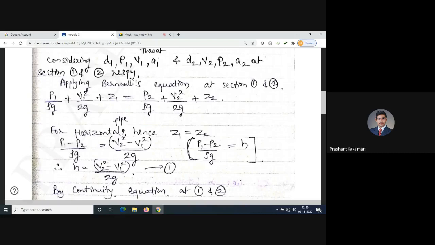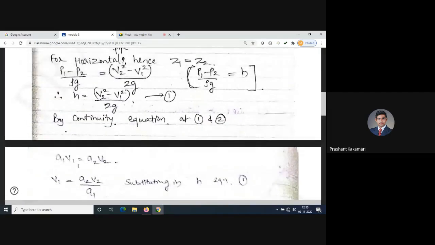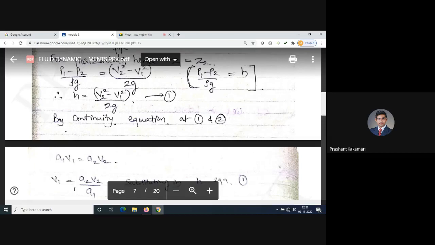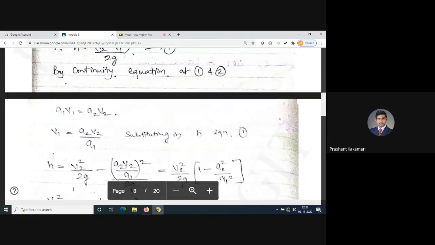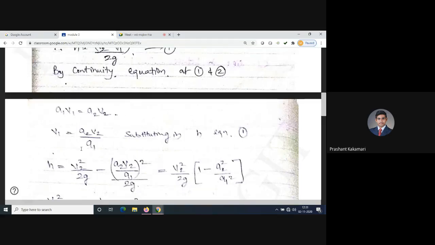Now going by the continuity equation, we know that discharge Q can be written as A1 V1 equal to A2 V2. All of you know this term. Now from this you can take either V2 or V1. So for my reference I have taken V1 equal to A2 V2 divided by A1, or you can write V2 equal to A1 V1 by A2. This is just for our reference. You can take any one.